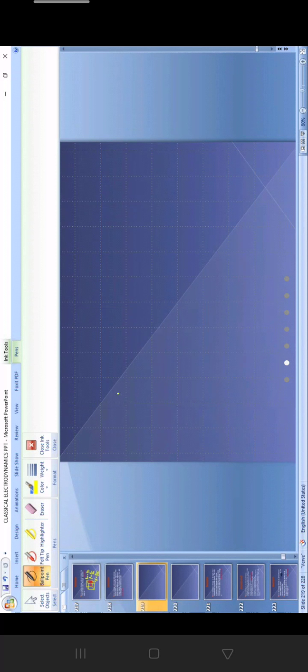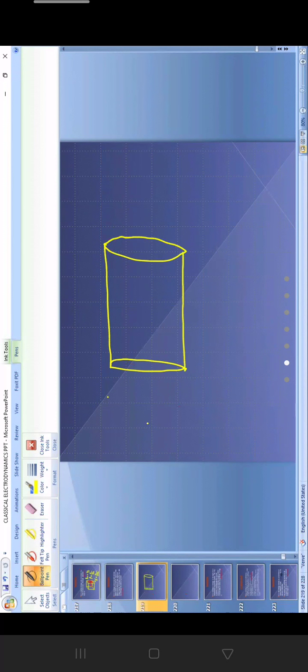First of all, let me draw a diagram. The diagram is like this. This is a cylinder which is given to you, a cylindrical surface. Exactly the diagram is like this. Then a charged particle is shown somewhere here. Now the charged particle is moving in this direction along a straight line with a constant velocity. And then it is coming out of the cylinder along this path.